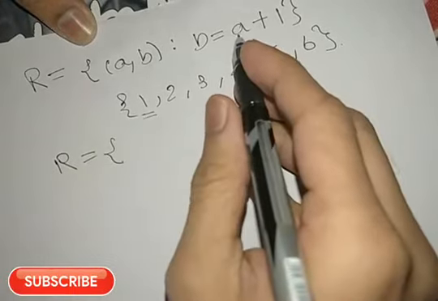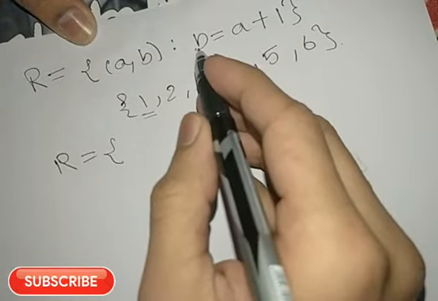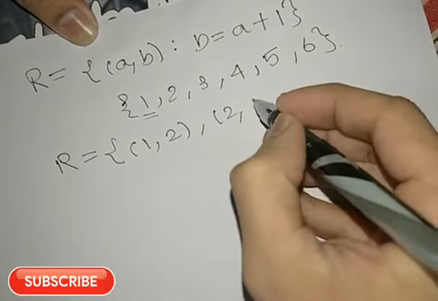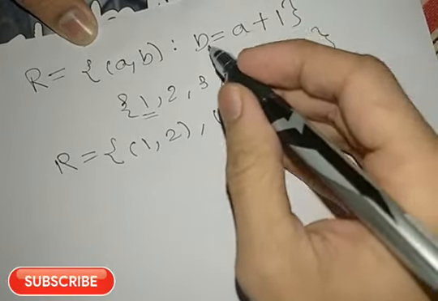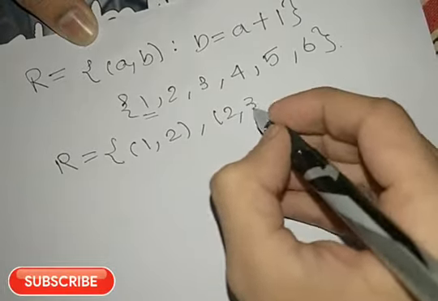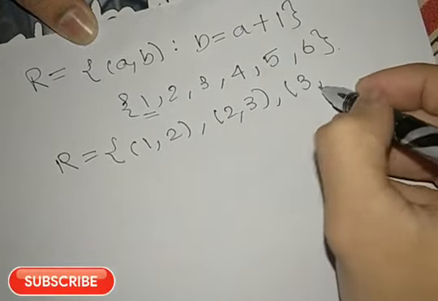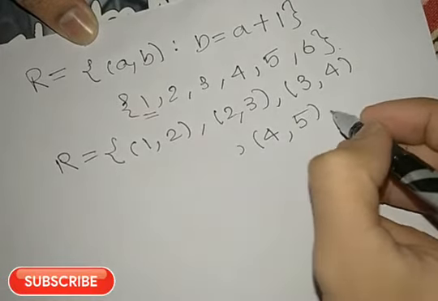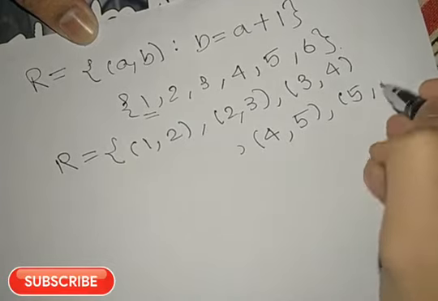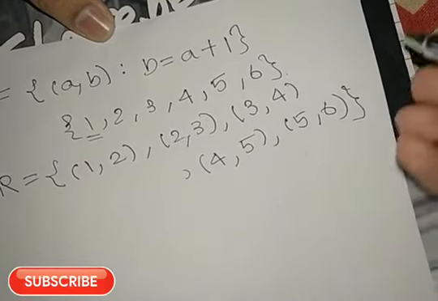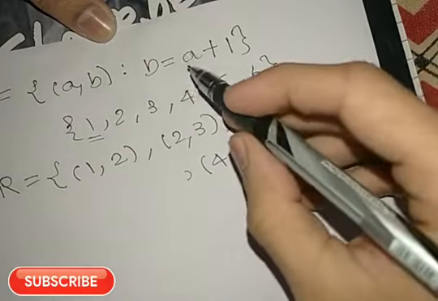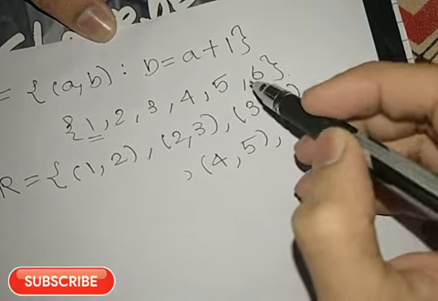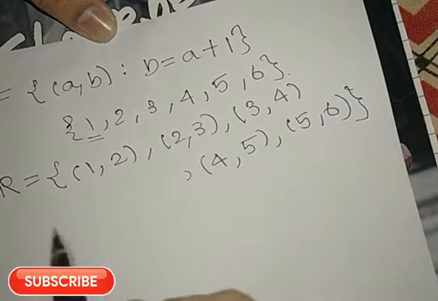If you take A as 1, then you will get 1 plus 1, that is B is equal to 2. So you will get 1 comma 2. Then if you take A is equal to 2, you will get B as 3, that is 2 plus 1. Then 3 comma 4 you will get. Similarly 4 comma 5 and 5 comma 6, all this you will get. But if you take A as 6 here, you will get 6 plus 1, so you will get B as 7, but 7 is not there in this set. So only these elements will be there.